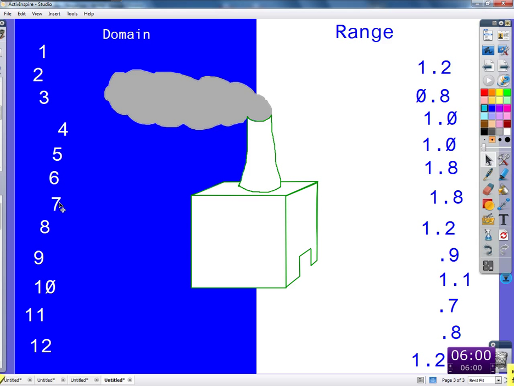This thing is called? Input. An input, this one's called an input. Altogether, they're called the domain. Okay. This one's called output. And this one's called output. And this one? Output. And altogether, range. Okay. And domain and range. Alright, so we're starting to get a nice little idea of what inputs and outputs are.